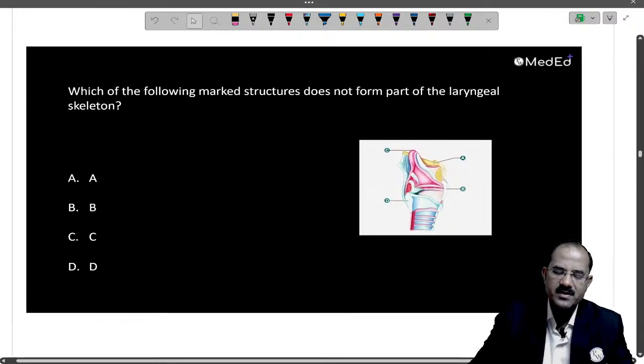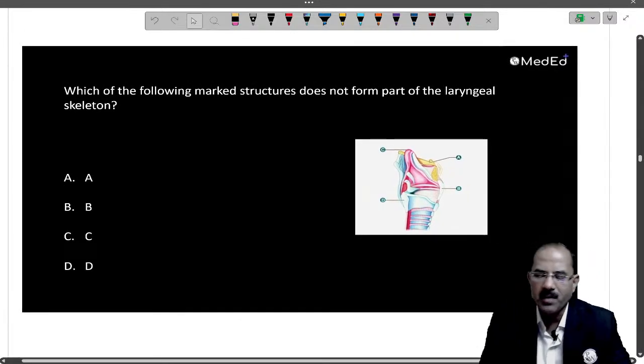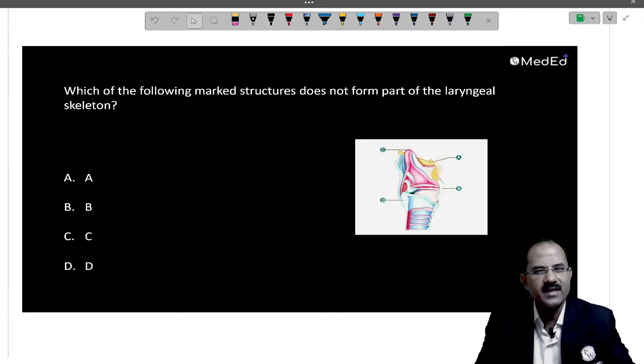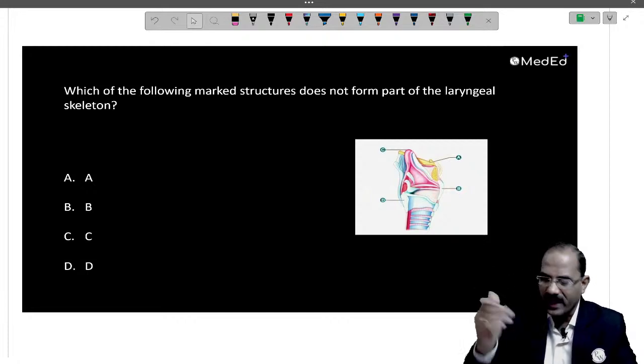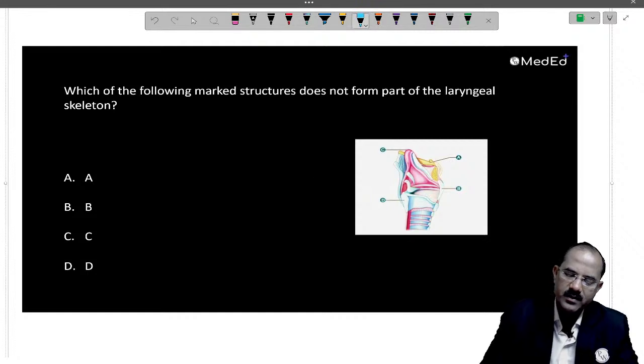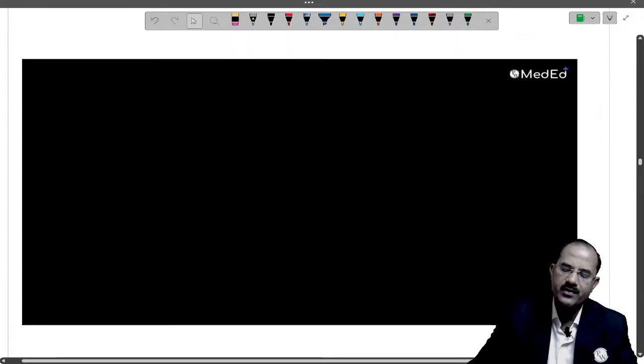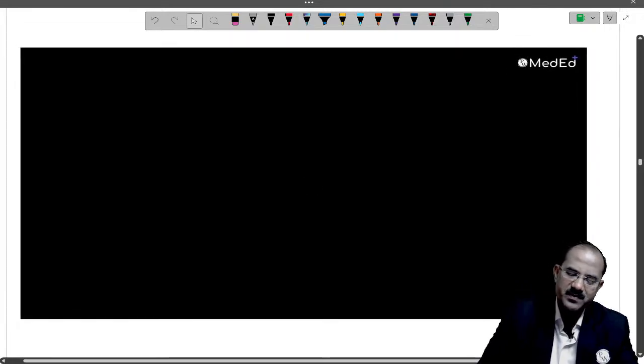Here, have a look at this. Which of the following marked structures does not form a part of the laryngeal cartilages, the laryngeal skeleton? So what are the cartilages of the larynx? How do we classify the cartilages of the larynx? Yes, I have a slide for you.